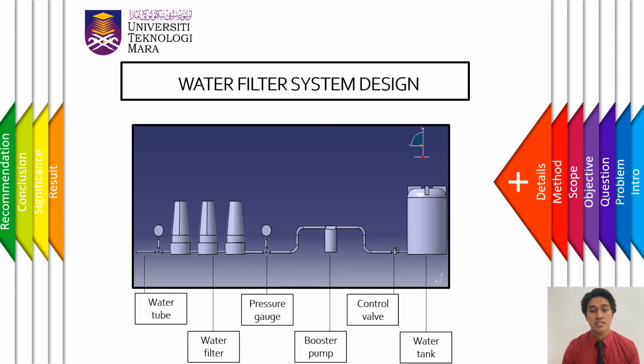The design has the purpose of simplifying the process of determining what components are needed to buy and to complete the system. The components are the water tank, which is to store the water, the control valve to control the flow of the water or the pressure, and the booster pump to boost the pressure, of course. And next, the filter to filter the water, the pressure gauge to indicate the pressure level, and the water tube to channel the water.